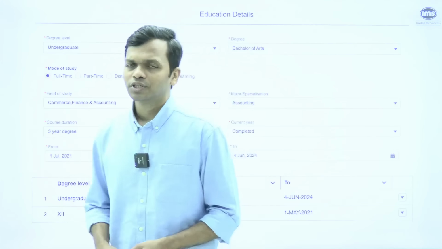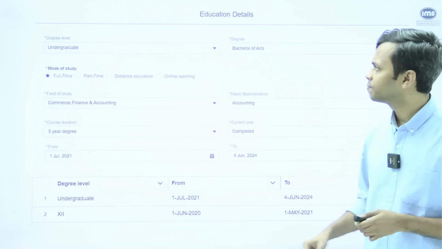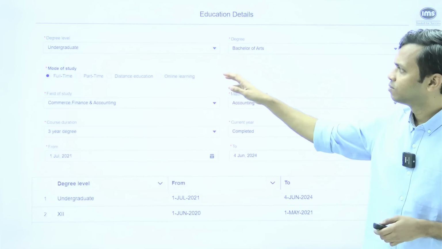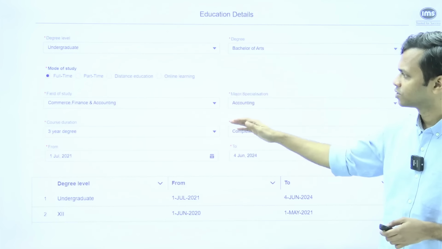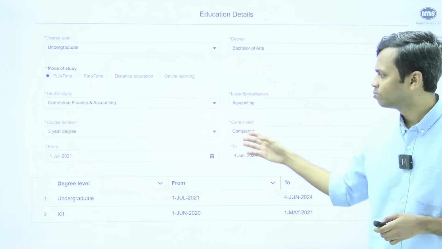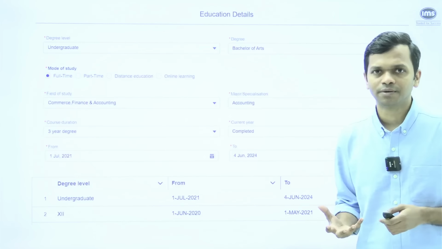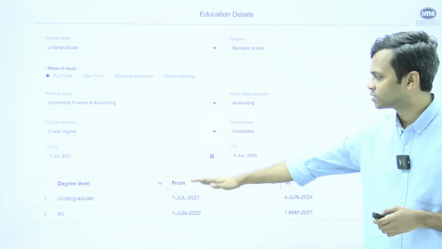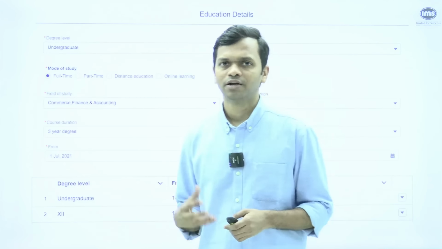So for graduation, again the questions are pretty similar. There are a couple of additional questions. So you select degree level, degree, mode of study, full-time, part-time, whatever, field of study, major, specialization, course duration, which year you are in. I've selected completed, from to, and then this is how it will appear. So whatever information you start entering, it will start appearing like this. Finally there will be a table that you will be able to see after you have added all the information.